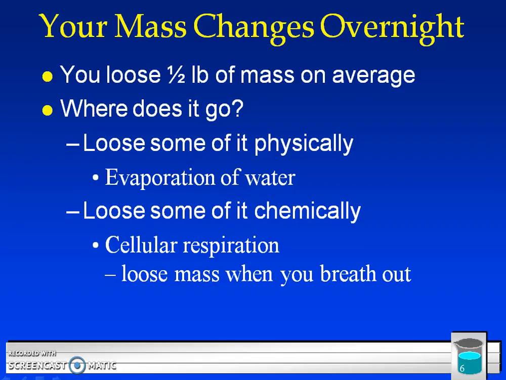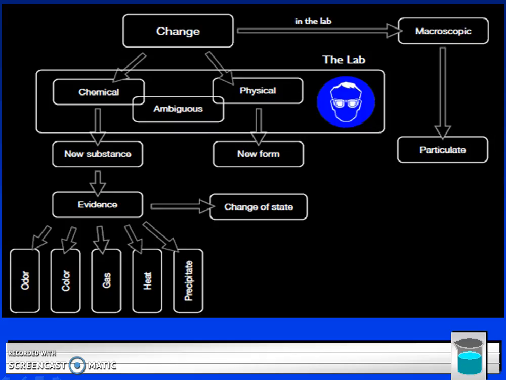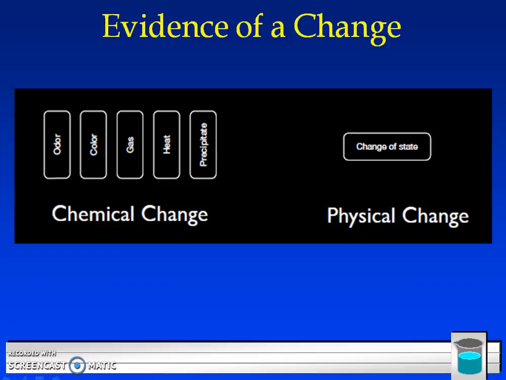These are mine. The first thing he mentioned was how you lose mass overnight, and I thought it was interesting how you lose half a pound of mass on average every night. And how do you do this? One way is physically through the evaporation of water, and one way is chemically, like cellular respiration, and that would be a chemical change as well. He did this nice little flow chart. Hopefully you understand that.